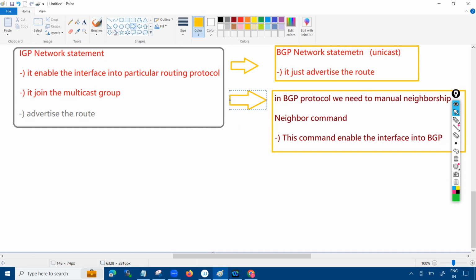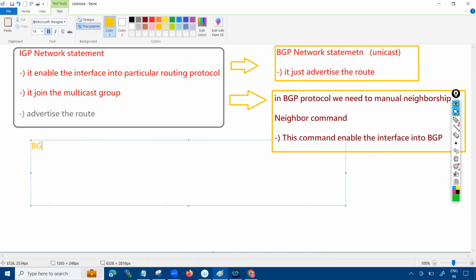So what you have to do? First of all, you need to form the neighborship, right? Because if your neighbor is not formed, then you cannot advertise the route. So first you have to form the neighborship, then you have to advertise the route. As I mentioned, BGP is a unicast protocol. It doesn't have any multicast group. And BGP is a TCP-based protocol.